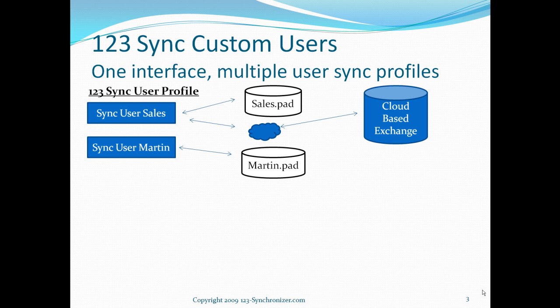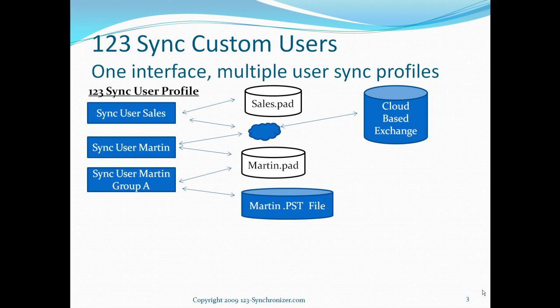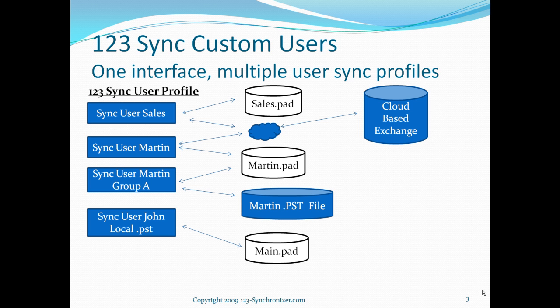Martin has a separate database, so we just create it, we put a Martin in there, and then we also sync to the same set of folders or individual folders on the Exchange server that is cloud-based. Now Martin has a group A, and that group A is fed through the Martin database, but we want to sync that with the local PST file. So we're basically selecting this database to a local PST file.